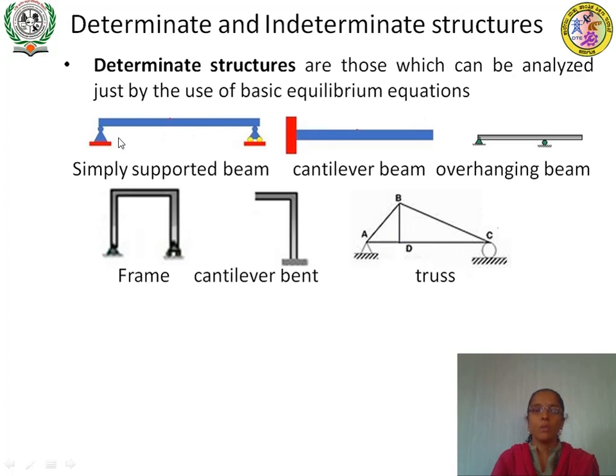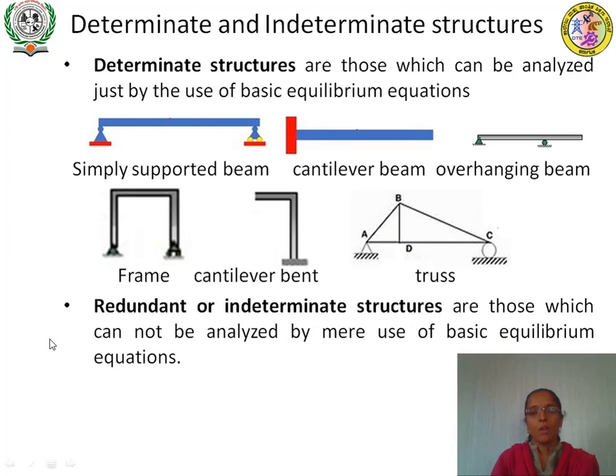Okay, so we can observe that in all these cases the total number of reactions should be either equal to or less than the equilibrium conditions, then only can we find the unknowns or reactive components. Okay, if in any structure the total number of reactions is equal to or less than the equations of equilibrium, then we can say that that structure is a determinate structure.